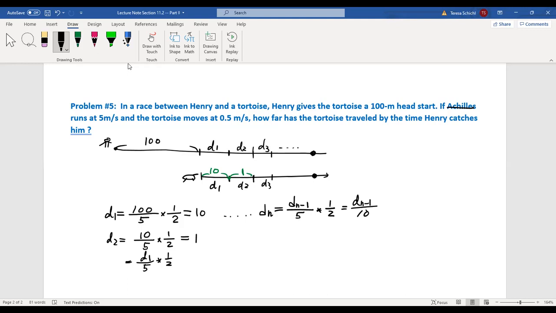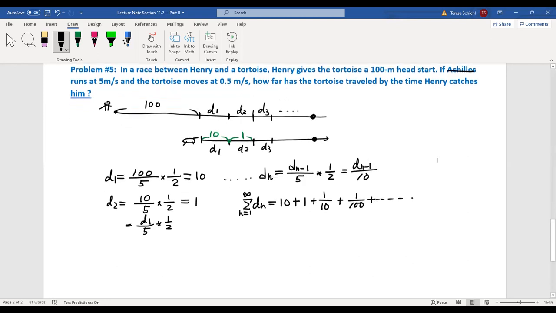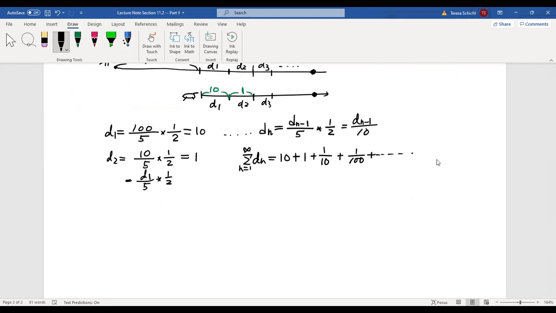Now the total distance will just be the summation of Dn, n from 1 to infinity. If you do that, this will be 10 plus 1, then you plug in D3, you get 1/10, then you get D4, which is 1/100, and so on. So this is a geometric series. Now let's see what is my A and what is my R. So we factor the 10 out.